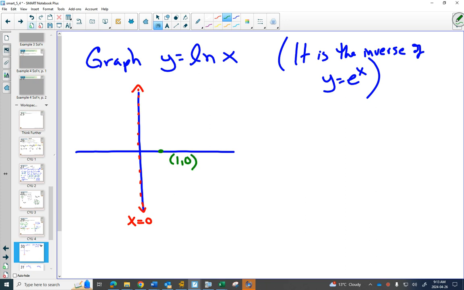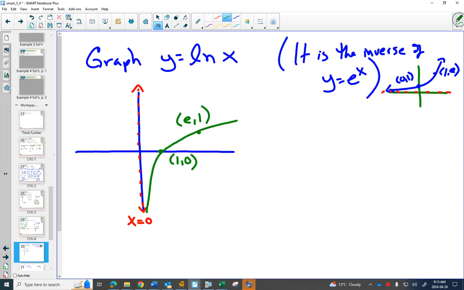Off to the side here, I can imagine my e to the x graph. That was something we did the other day. We graphed our e to the x graph. Every exponential graph has 0, 1, and 1, whatever its base is. So on my natural log graph, you see that my second point would be e comma 1. And it has the same shape as all logarithmic graphs.